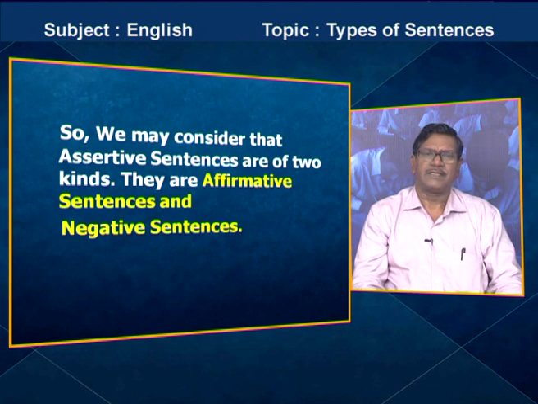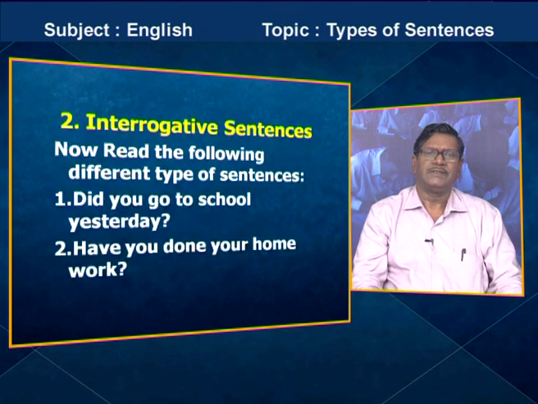We may consider that assertive sentences are of now two kinds. So, assertive sentences ఎన్ని రకాలు ఉన్నాయి? ఒకటి affirmative sentences, రెండోది negative sentences. So, two kinds of sentences are there in assertive sentences. Okay? And now we move on to next variety of sentences, interrogative sentences. What is interrogative? Interrogation. It's nothing but questioning, questions. Questions are called interrogative sentences.